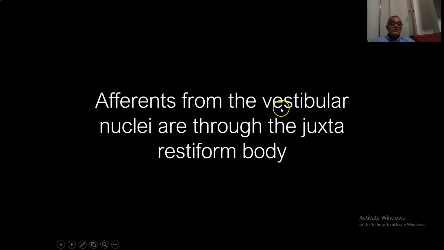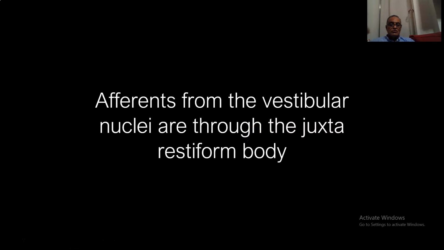Afferents from the vestibular nuclei are through the juxta-restiform body. It is a very small structure. You can consider it part of the restiform body, but it is a small bundle separate from the restiform body, separate from the inferior cerebellar peduncle, carrying information from the vestibular nuclei.